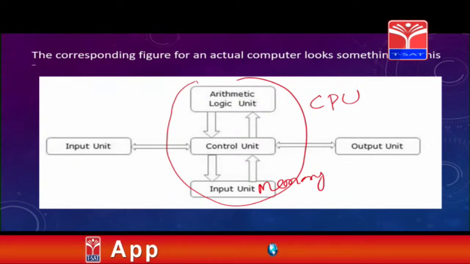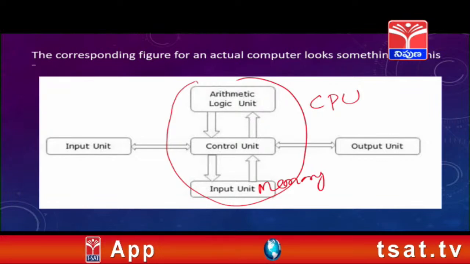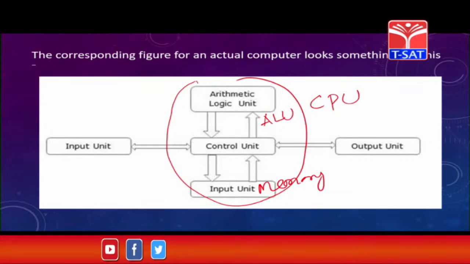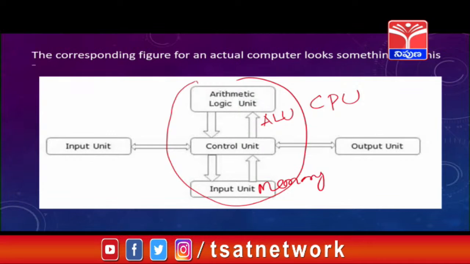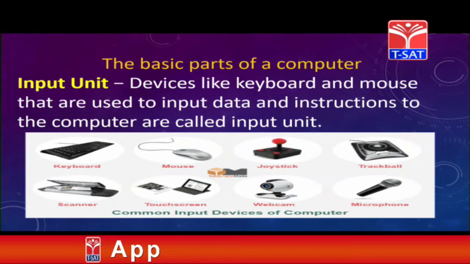Clear? So a computer basically has three parts. One is the input unit, second is the central processing unit, and the third is the output unit. In the central processing unit, we have three parts: the arithmetic logical unit, which we sometimes call the ALU, the control unit, and the last one, memory. There is temporary memory and permanent memory. We will discuss all those things. Now, what are the basic parts of a computer? We will discuss in a clear way.